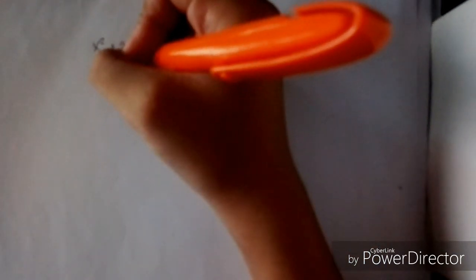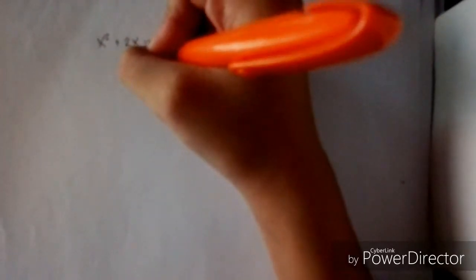Find the coordinates of the point of intersection of the system. The first equation is x squared plus 2x minus y plus 1 equals 0. Under that is another equation, which is the linear equation, x plus y minus 1 equals 0.